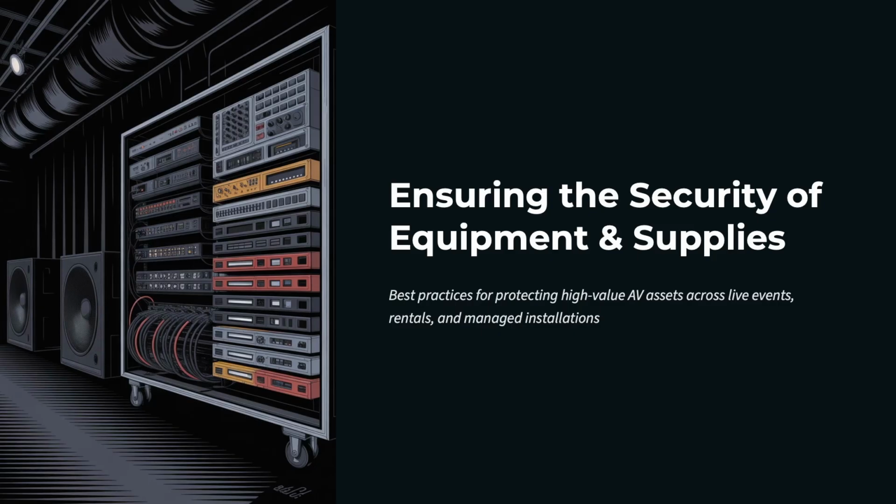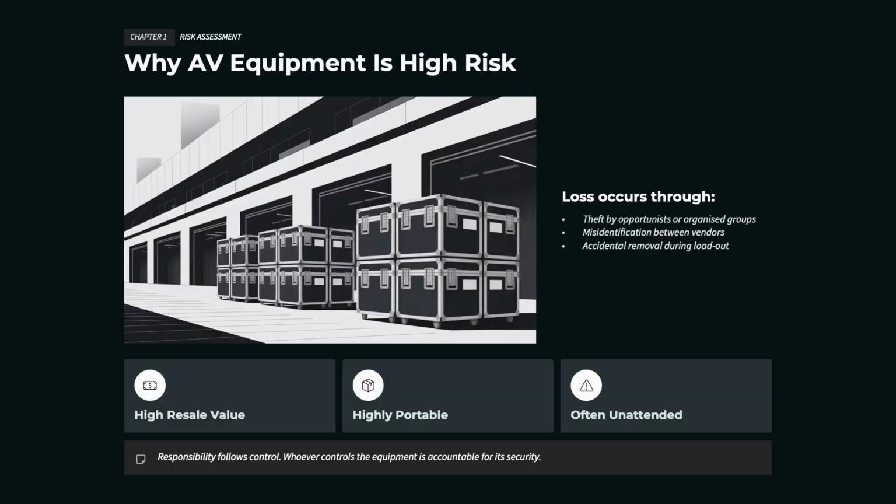You must also ensure the security of equipment and supplies. You might be wondering then why AV equipment is high risk. A, because it has a high resale value. B, it is portable. And C, it's often left unattended during events. The loss occurs through theft, misidentification, and accidental removal by other vendors. So responsibility follows control. Whoever controls the equipment is accountable at the end of the day.